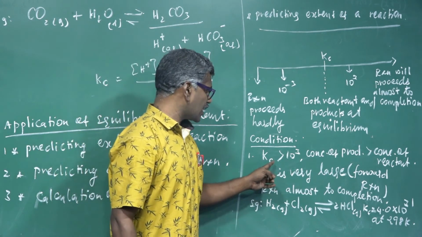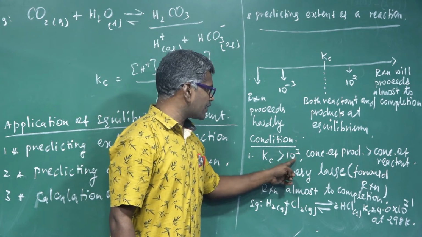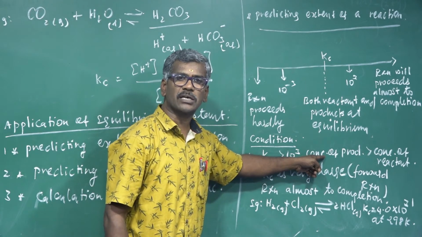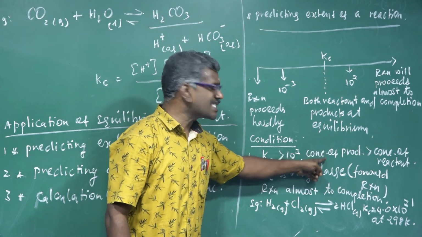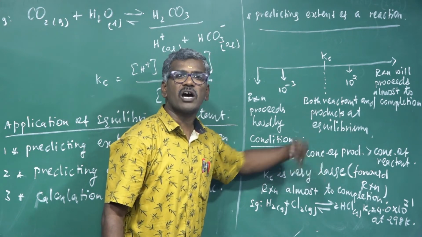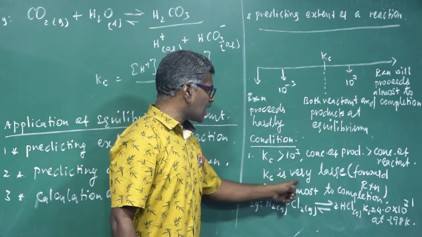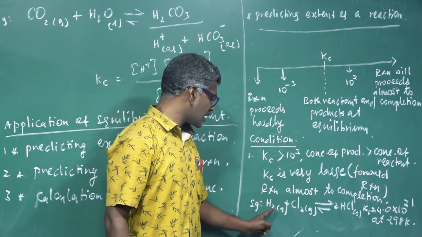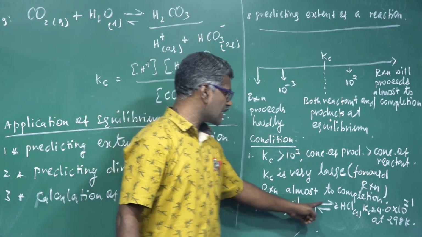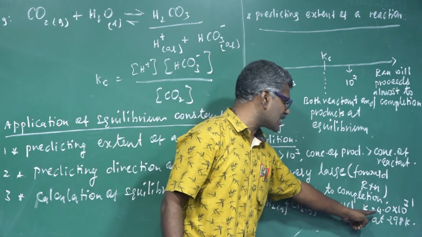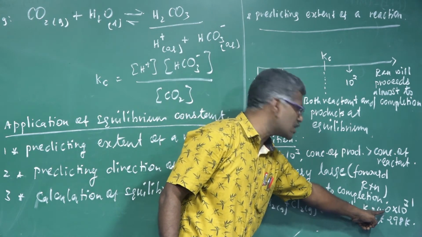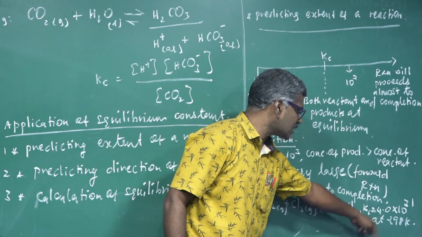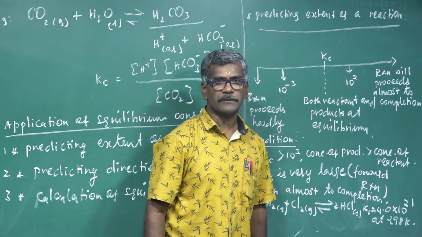This is point number 1: Kc greater than 10 power plus 3. Here the concentration of product is more than the concentration of the reactant. This reaction will proceed as a forward reaction. Kc value is very large, the reaction almost goes to completion. Here hydrogen reacts with chlorine and exists at equilibrium, that is Kc. Kc value is 4.0 times 10 power 31 at 298 Kelvin.